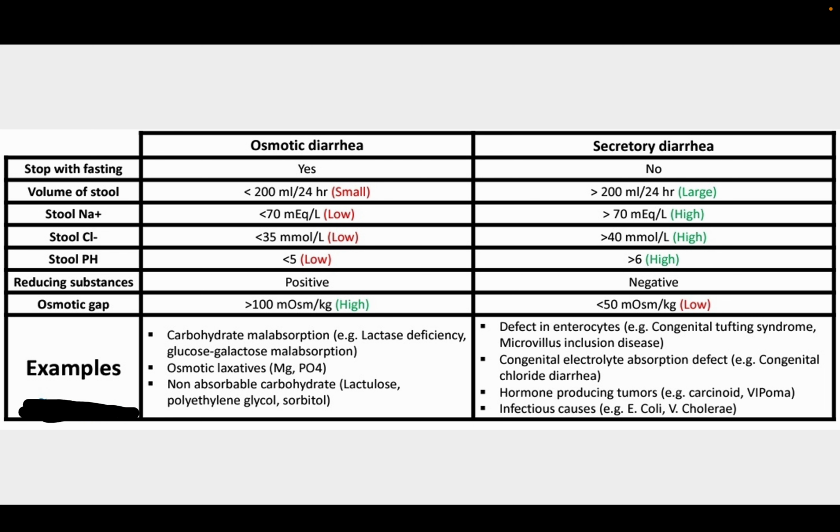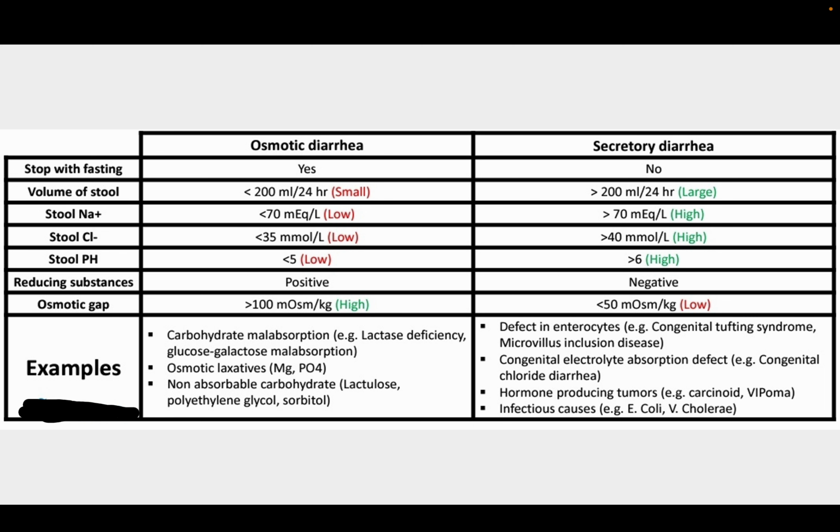That can be due to any infectious cause or VIPomas, where VIPomas can cause excess secretion. VIPomas we will discuss again in chronic diarrhea. It can also be due to electrolyte disturbances or any congenital enterocyte problem that can cause secretory diarrhea. So this is one thing: you can calculate the stool osmolarity from the sodium and potassium in the stool. 290 minus 2 into sodium plus potassium, if it is more than 100, that is osmotic diarrhea. If it is less than 50, secretory diarrhea.